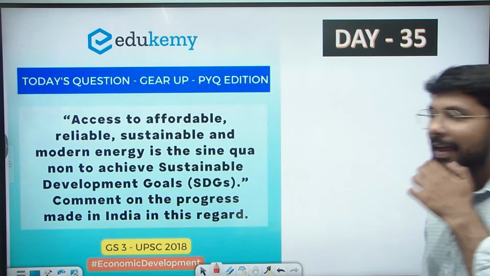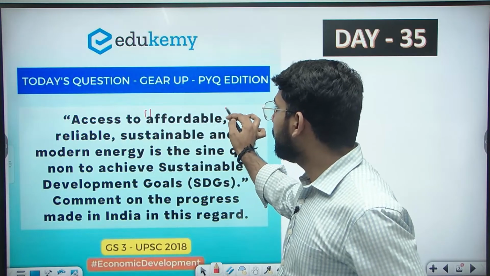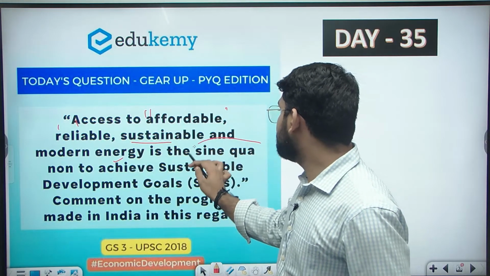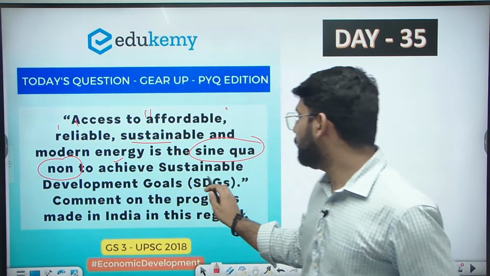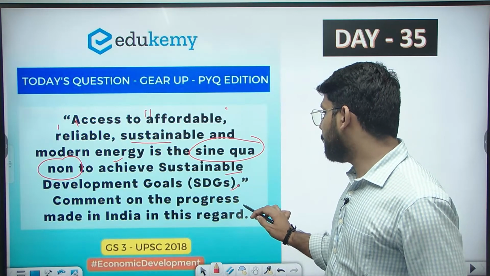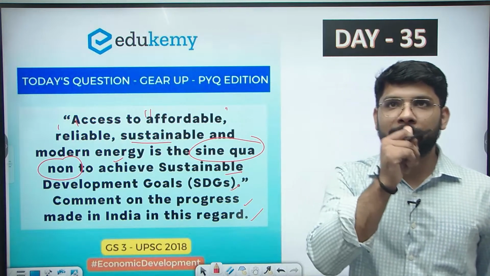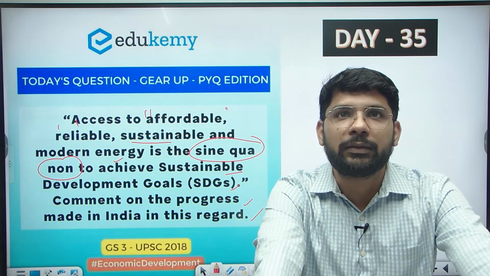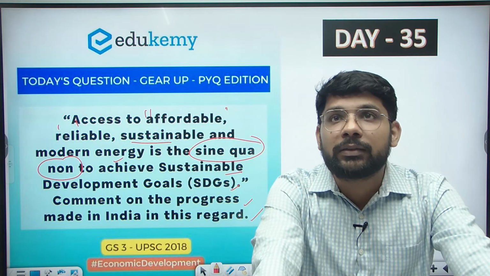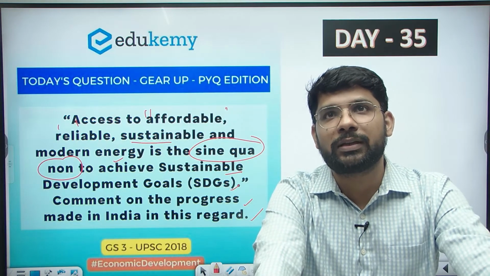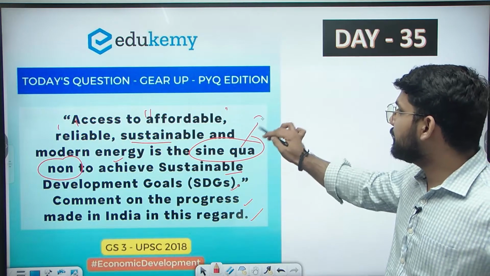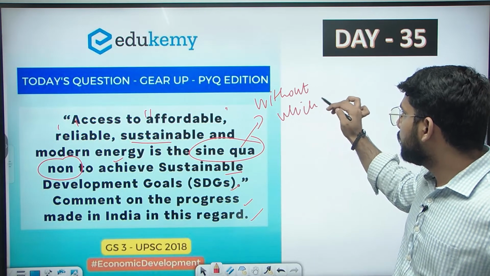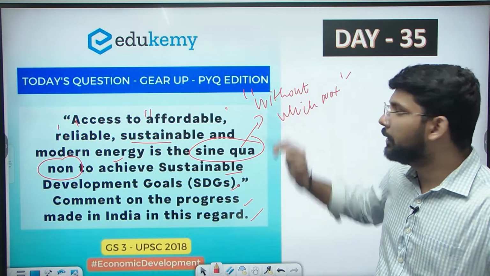The question is: access to affordable, reliable, sustainable and modern energy is the sine qua non to achieve the sustainable development goals. Comment on the progress made in India in this regard. The question is saying that without access to affordable, reliable, sustainable and modern energy, the sustainable development goals cannot be a success. The meaning of sine qua non is without which, not. This is the meaning of the sine qua non.